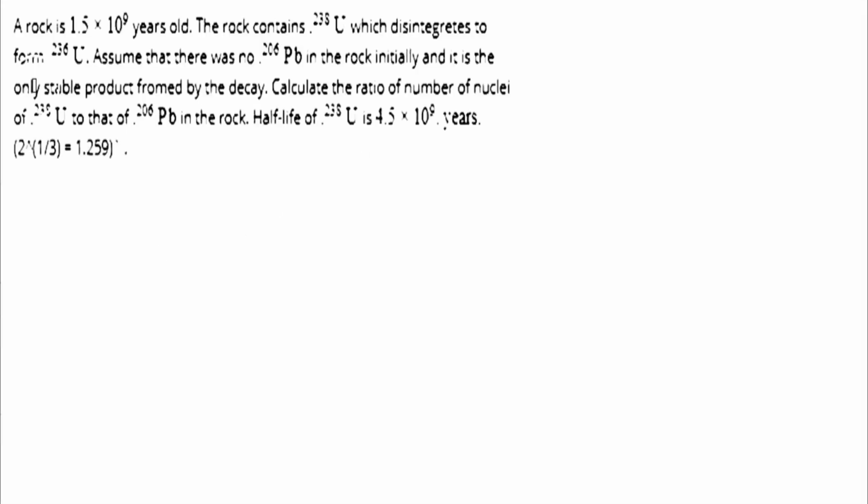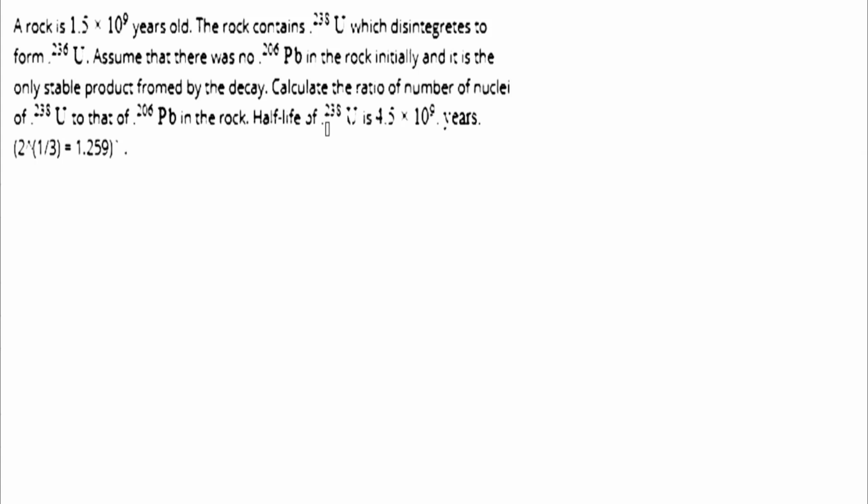Hi, the question is: a rock is 1.5 into 10 to the power 9 years old. The rock contains uranium-238, which disintegrates to form Pb206. Assume that there was no Pb206 in the rock initially and it is the only stable product formed by decay. Calculate the ratio of the number of nuclei of uranium-238 to that of Pb206 in the rock. Clear? This ratio we have to find.